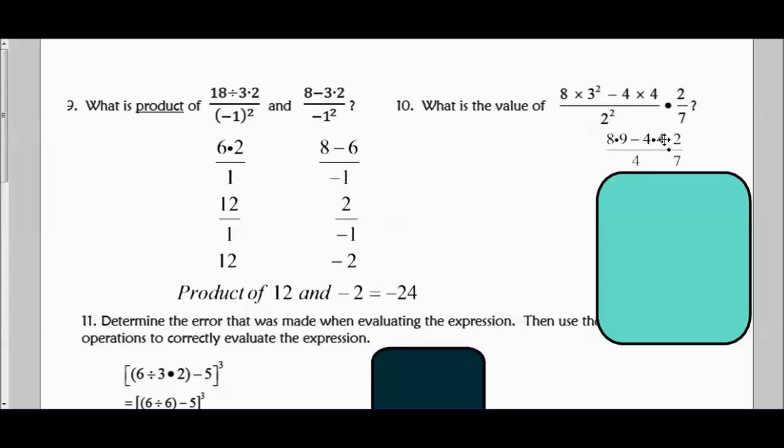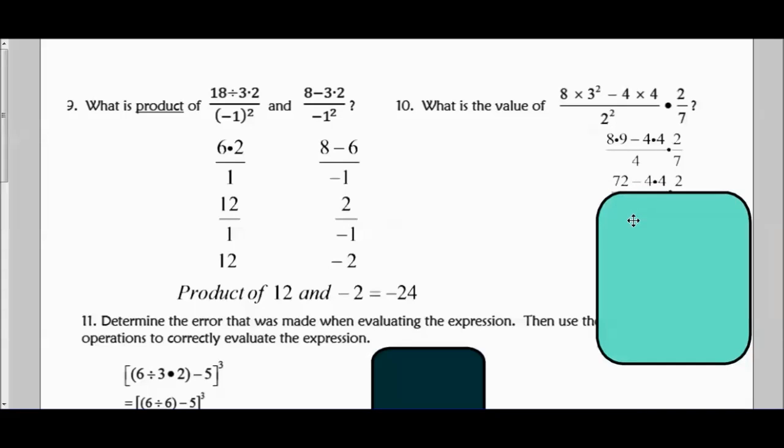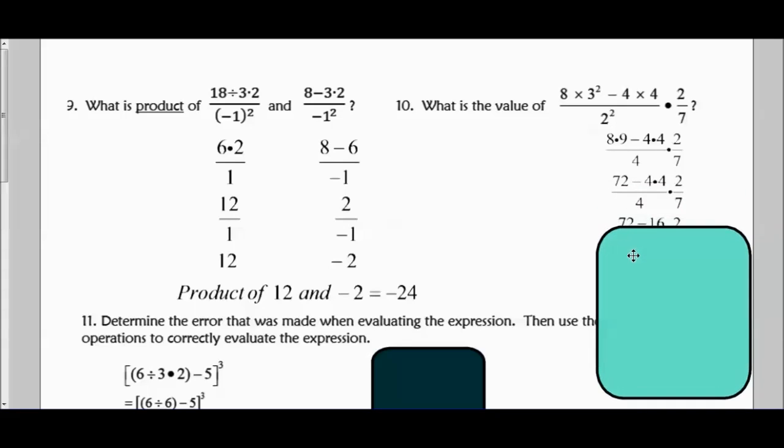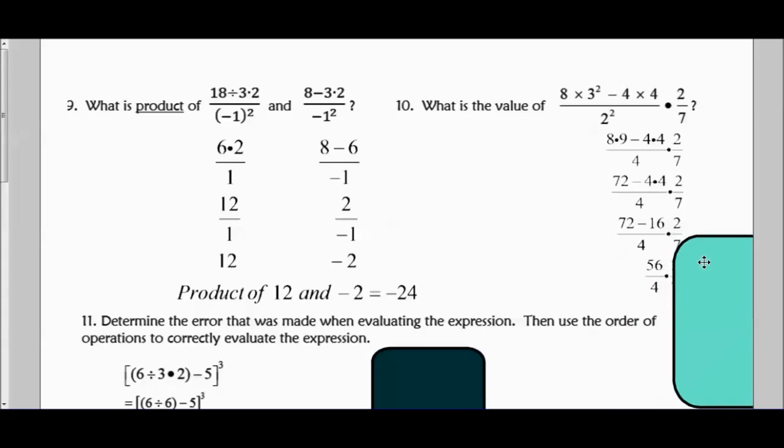Now we can follow order of operations on top. We're going to do this multiplication first. 9 times 7 is 72. And we're going to keep working on top there, do the other multiplication. 4 times 4 is 16. Now we can do the subtraction on top. That'll give us 56. So 56 over 4 times 2 over 7.